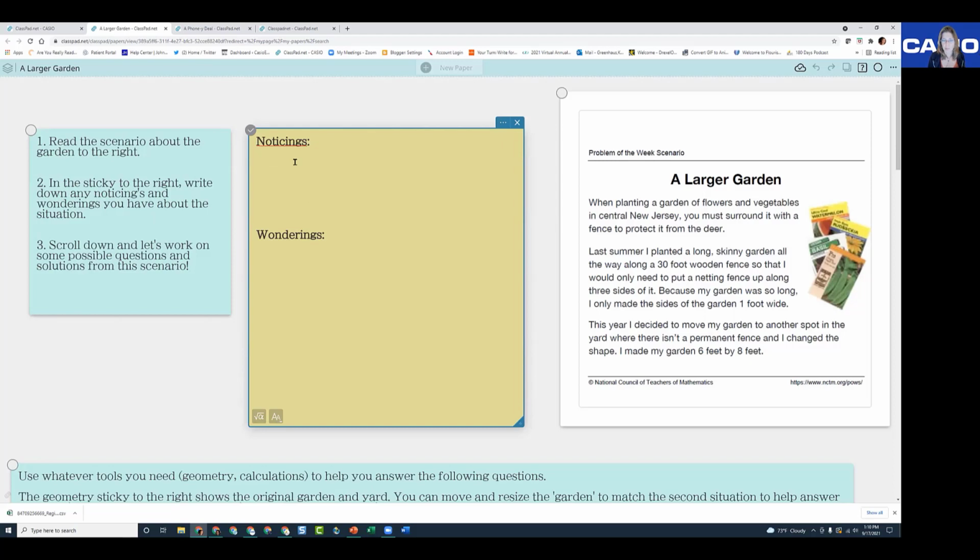So I'm just going to write a couple things. So maybe they notice it's 2 gardens. So one is 30 by 1 and the other is 6 by 8, right? So that's 2 things. What other things might they notice? Maybe they don't actually notice it, but they're like, well, it sort of seems like these might be rectangular. Right. I was going to say that next. Yep. And Amy, what might be something else they might notice?